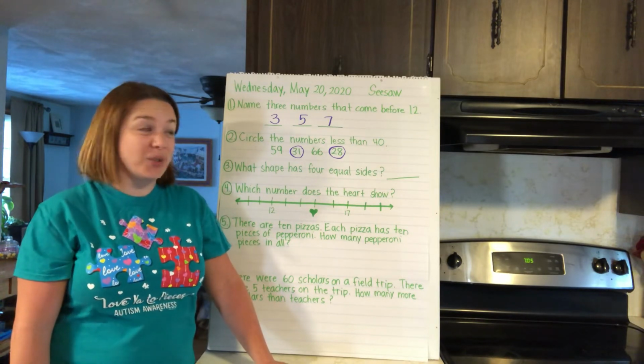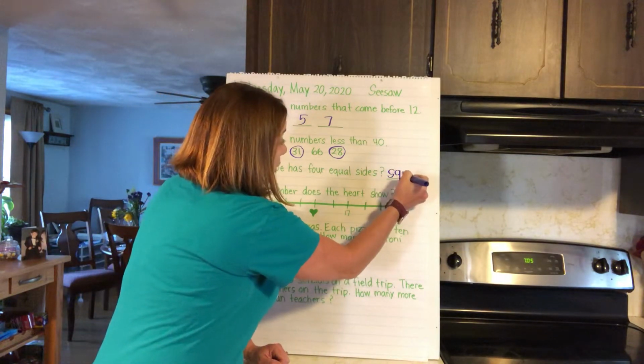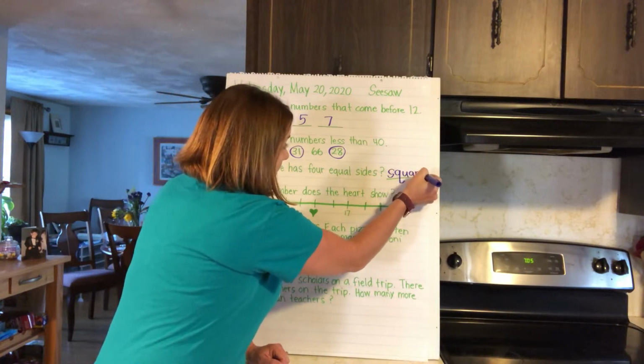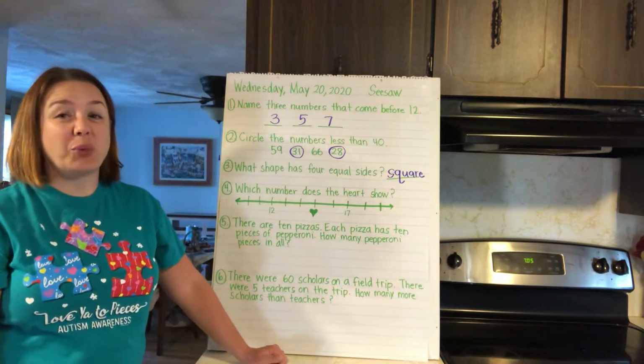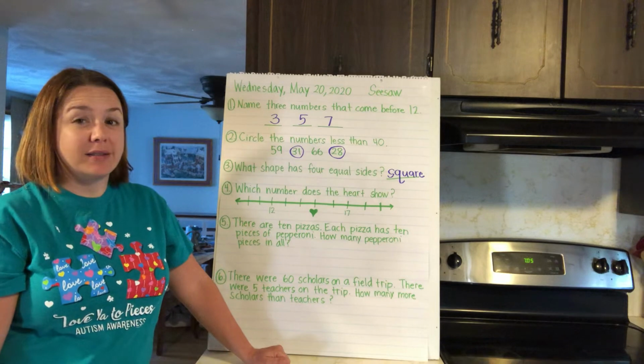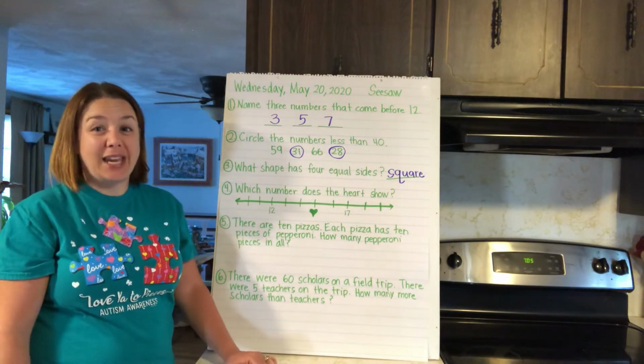Yeah, you're right, it's a square. A square has 4 equal sides. Make sure you wrote the word square. Remember, equal means the same, so those sides are the same size.